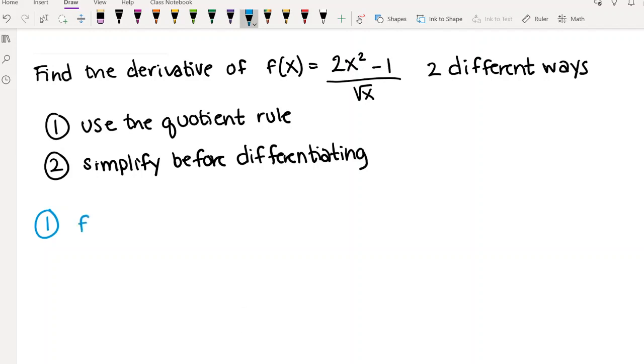Okay, so let's say we are going to use the quotient rule. So that's our first method. So if we're using the quotient rule, we're going to start by taking, and actually, sorry, I have a typo here. This was supposed to be an x.